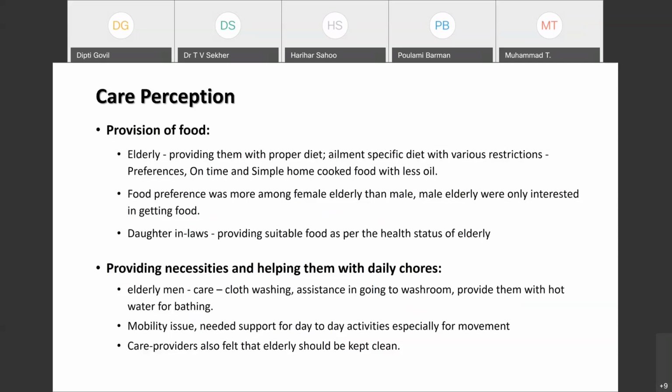The care providers also mentioned that we should provide suitable food as per their health status. Apart from that, providing necessities and helping them with daily chores was another important component of the care that should be given to the elderly. The elderly men felt that care is when someone washes their clothes, helps them go to the washroom, and provides hot water for bathing, as many of them had mobility issues and needed support for day-to-day activities, especially movement from one place to another. Care providers also felt that the elderly should be kept clean.